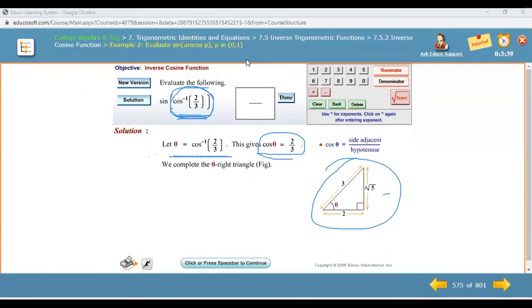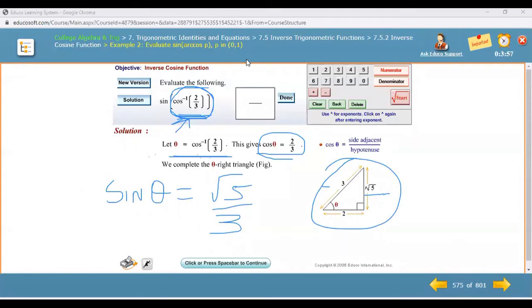opposite side. Since this whole thing is theta, I just need sine theta. And sine theta is what? Sine is opposite over hypotenuse. That is radical 5 over 3. That's the answer. Straight away, you get the answer for these questions.